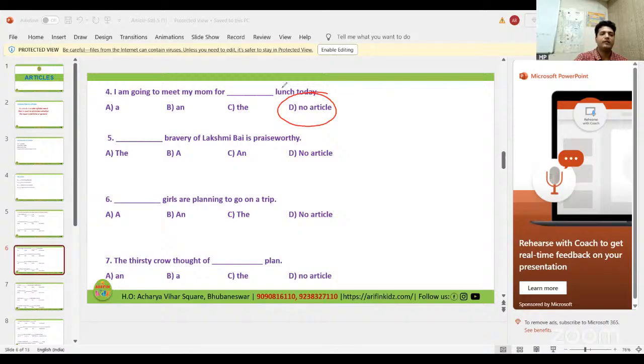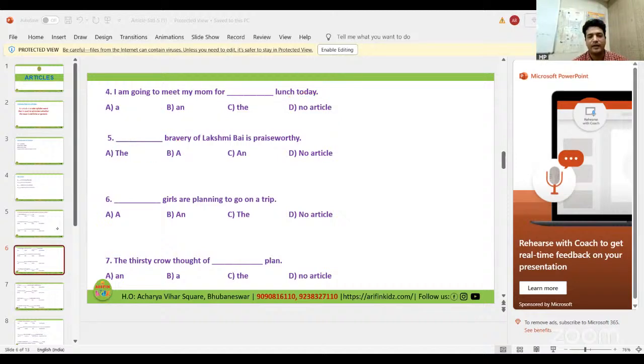Dash bravery of Lakshmi Bai is praiseworthy. What can be the answer of this? Number five. Now we're talking about the bravery of a particular woman. So it is pinpointing one particular person and that particular person's bravery. So the.